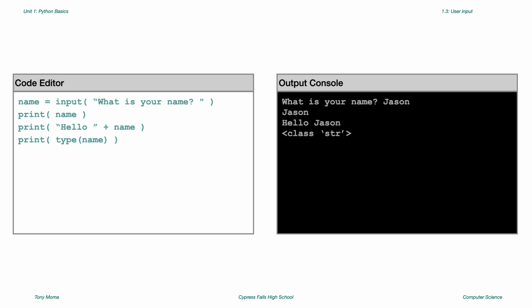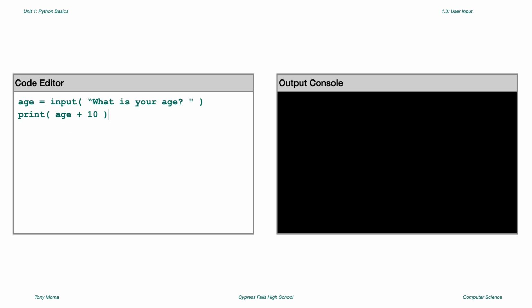For example, let's say I write a program asking the user, what's your age? And then upon receiving that answer, I want to add 10 to that age and print it out. Well, let's execute it and see what happens. All right, the input method asks, what's your age? I type 15.